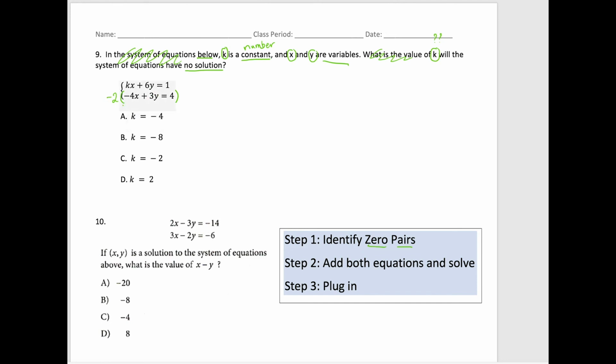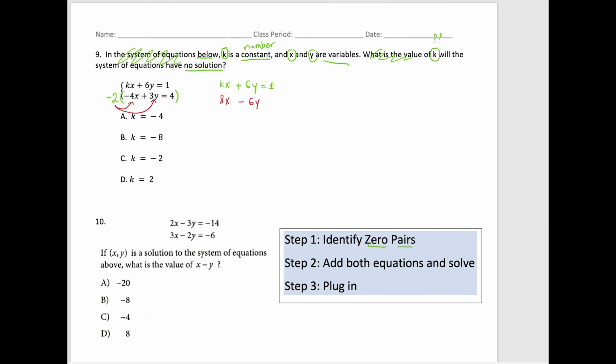I'm going to change my equations a little bit. The first one has nothing changed, so I'm just going to rewrite the first one the way it is. But the second one I'm going to change, and it's going to look a little bit new. So here we go. -2 times -4 is going to give me ax. All right? -2 multiplied by +3 is going to give me -6.